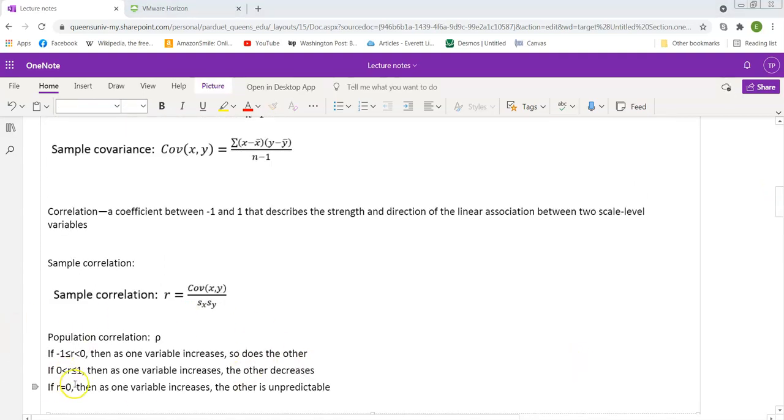So that's the direction. Now let's talk about the strength, okay? Because correlation looks at both strength and direction. So in general, correlation is on a scale from -1 to 1. And the closer you get to -1 and 1, the stronger the correlation is. Okay, and correlations that are closer to 0 are weaker.